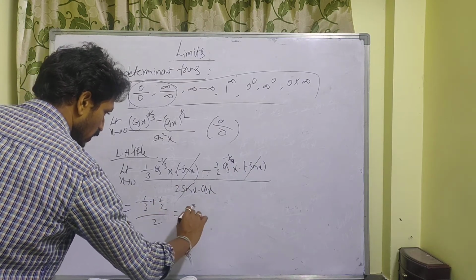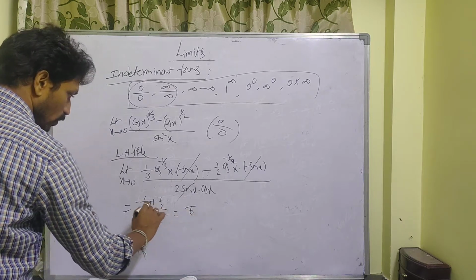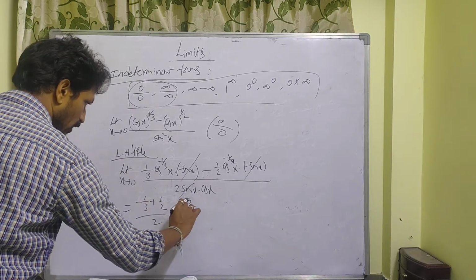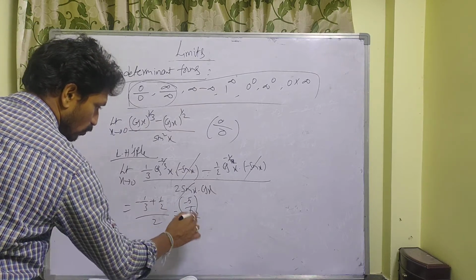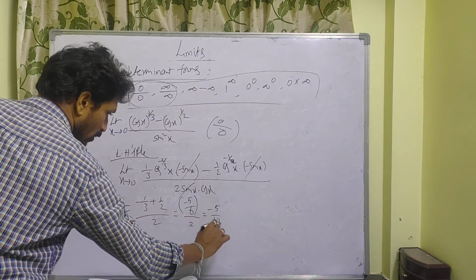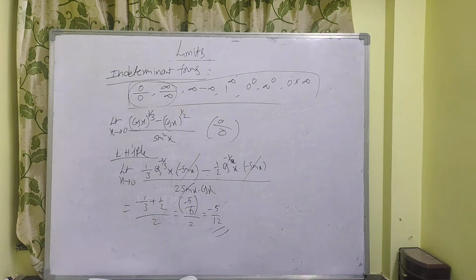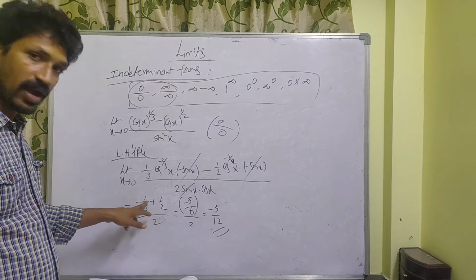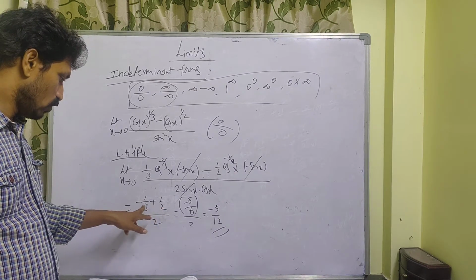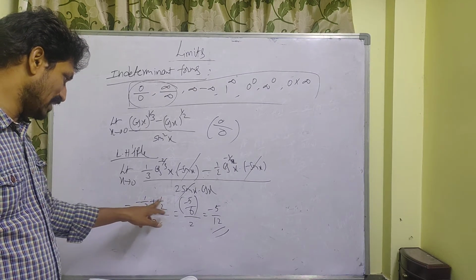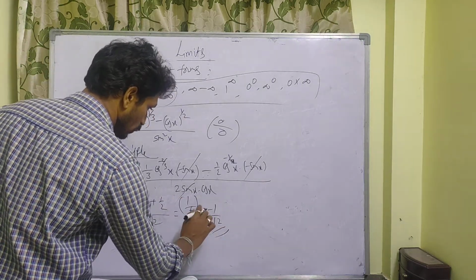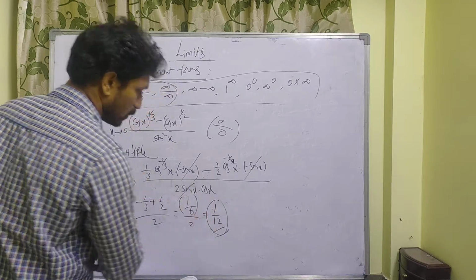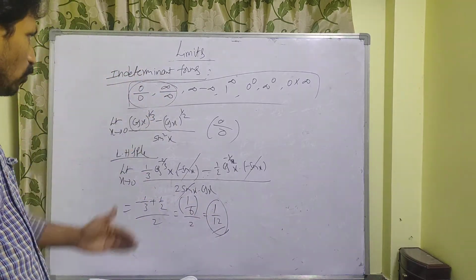So what is the answer here? The LCM is 6, so it is 2 plus 3 minus 5 by 6 by 2. So that is nothing but minus 5 by 12. See here, minus 1 by 3 plus 1 by 2. Actually this is minus 2 plus 3, so this is plus 1 only. So minus plus 1 by 12. That is our required answer. Okay, like that we have to do.